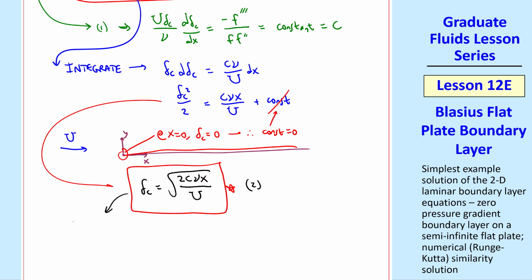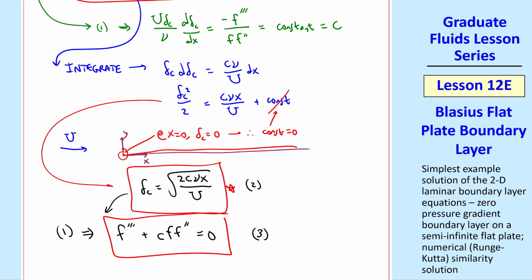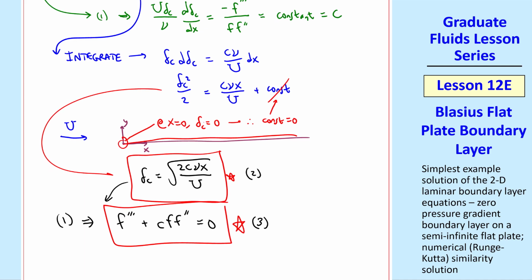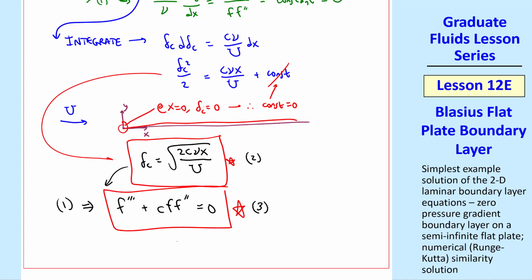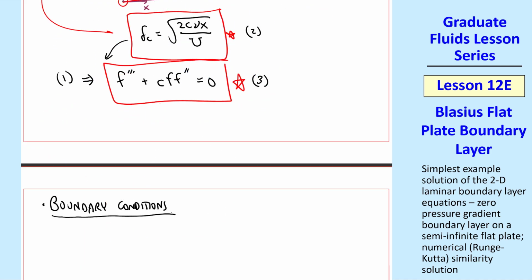When we plug this in to equation 1, we get f triple prime plus c f double prime equals 0, which I'll call equation 3. This is our similarity equation, sometimes called the Blasius equation. Now consider boundary conditions. We started with 4 boundary conditions, but we've reduced the equation to a third order ODE, so we need only 3 boundary conditions.